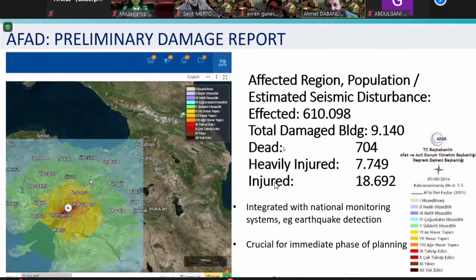For the preliminary damage report, how many buildings are affected and how many people are dead, how many heavily or normally injured, these are calculated by the optimization program, and then this is compared with the real values after the first field survey.